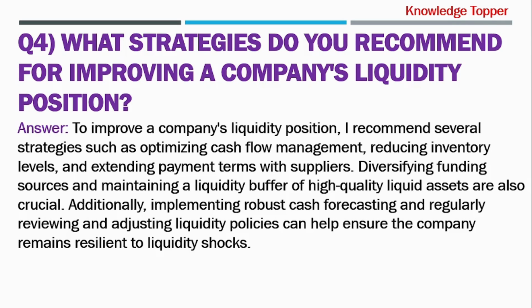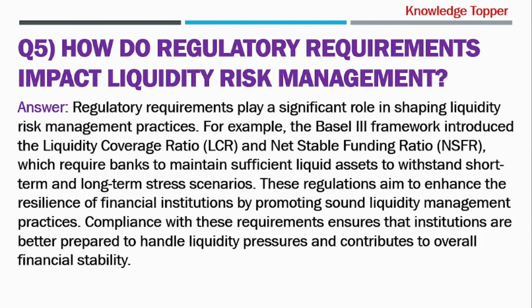So, how you can answer this question is that, well, to improve a company's liquidity position, I recommend several strategies such as optimizing cash flow management, reducing inventory levels, and extending payment terms with suppliers. Diversifying funding sources and maintaining a liquidity buffer of high quality liquid assets are also crucial. Additionally, implementing robust cash forecasting and regularly reviewing and adjusting liquidity policies can help ensure the company remains resilient to liquidity shocks.